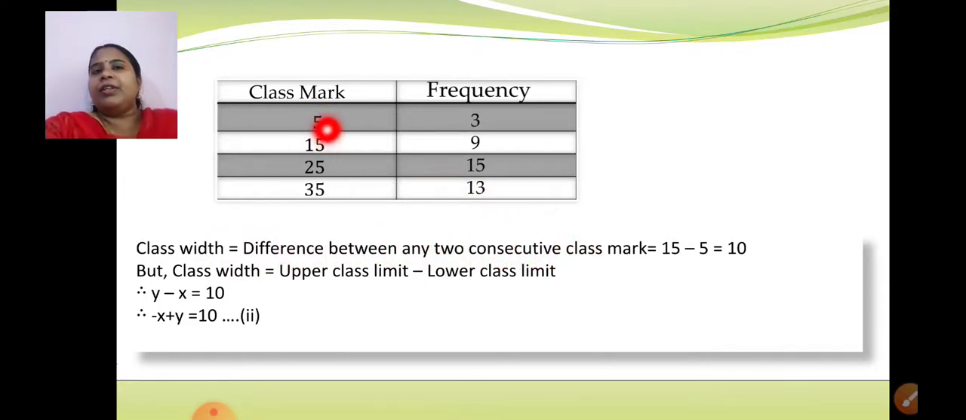Okay, so I have taken the first two. You take any two: 25 minus 15 is also 10, 35 minus 25 is also 10. Okay, so 15 minus 5 I am getting it as 10. Now what was the definition of class width? Upper class limit minus lower class limit.